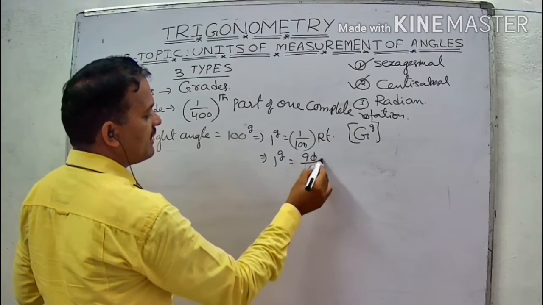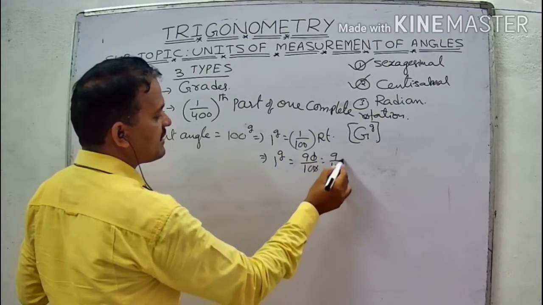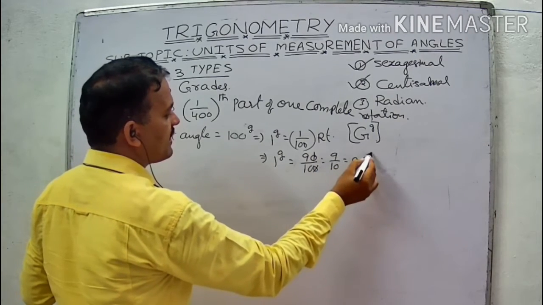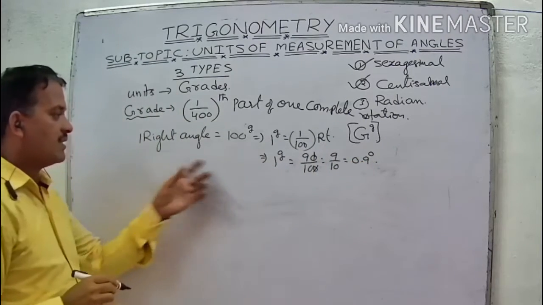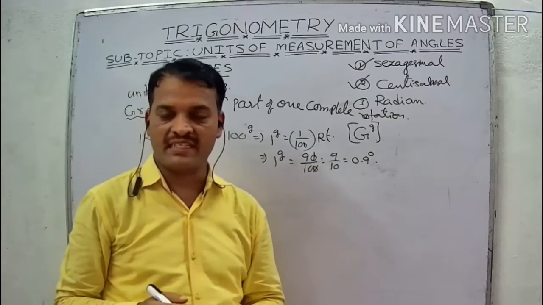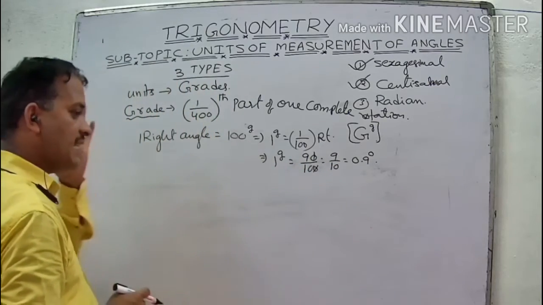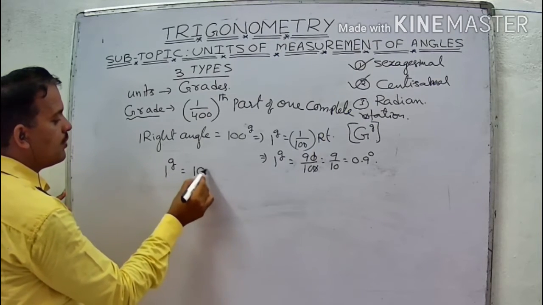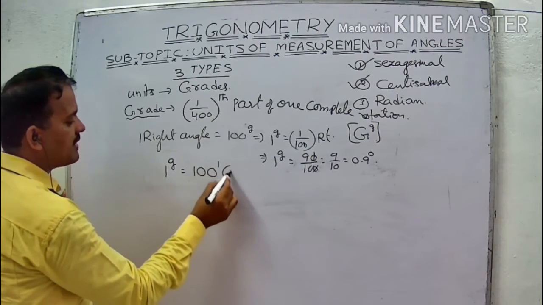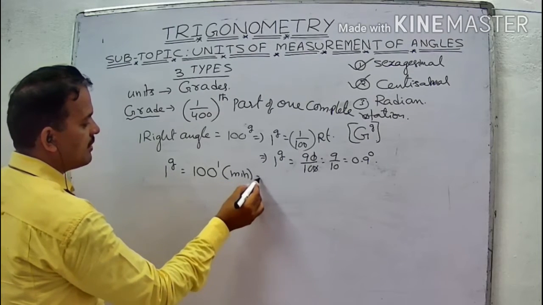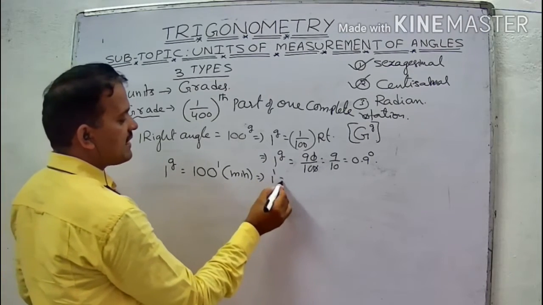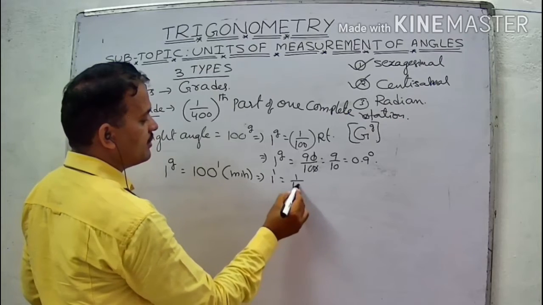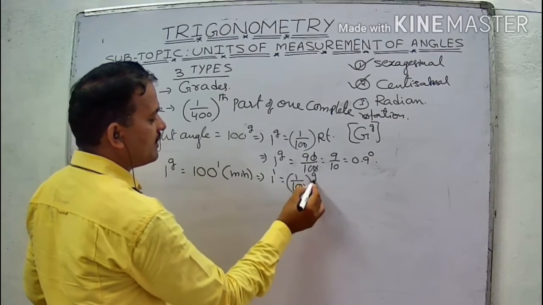So 9 by 10 is nothing but 0.9 degrees. So one grade is equal to 0.9 degrees, my dear friends. Similarly, here 1 grade is equal to 100 equal parts. Each part is called a minute. That implies 1 minute converted into grades means 1 by 100 grades.